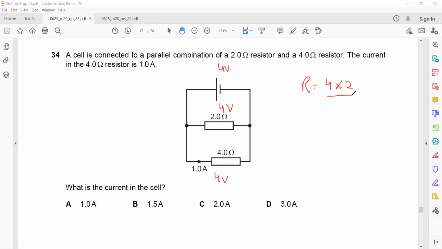So 4 multiplied by 2 divided by 4 plus 2. 4 multiplied by 2 is 8, and 4 plus 2 equals 6. So that is 8 divided by 6, which is 1.33. So 1.33 ohm is the total resistance of the circuit. You have the voltage, so you can find the current. Current is voltage divided by resistance, so it will be 4 divided by 1.33. When you divide, you will approximately get 3 ampere. So this is a second way of getting the answer.